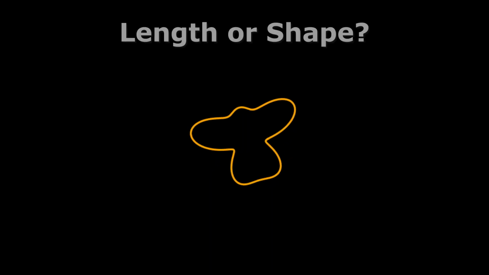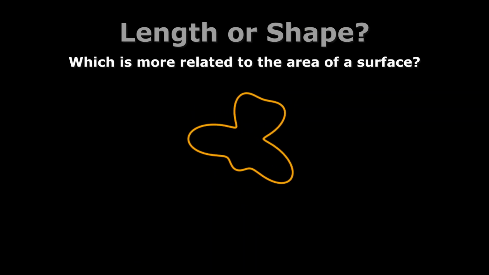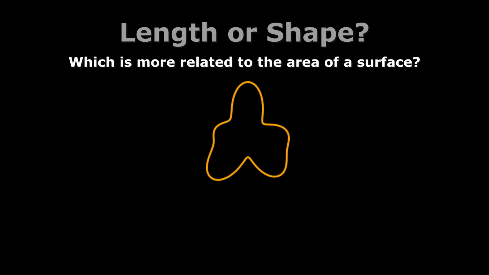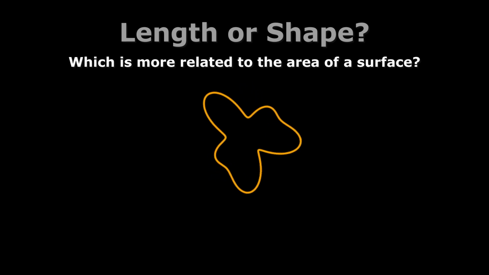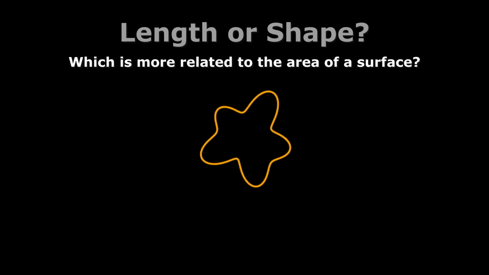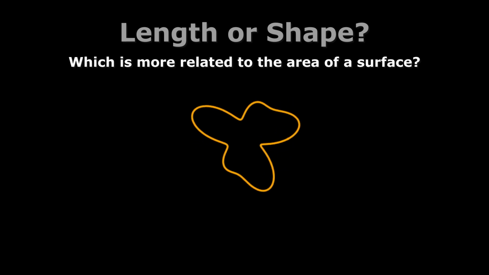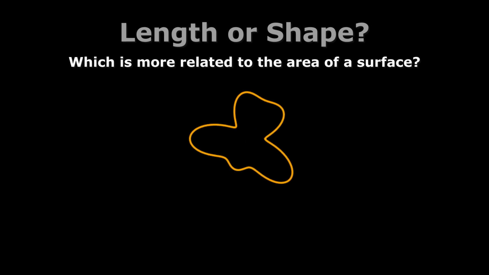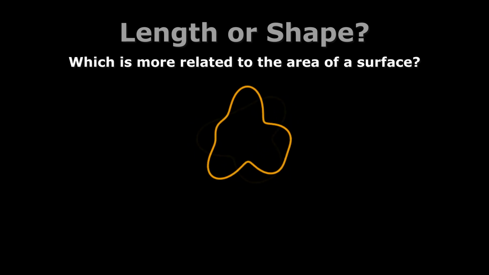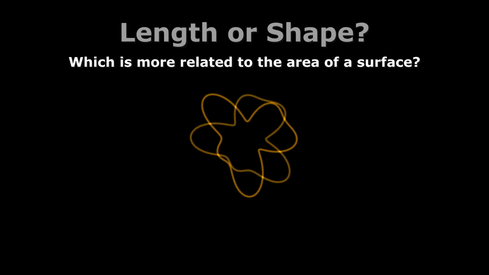Let's begin. Length or shape, which is more related to the area of a surface? It is natural to assume that a thread of a given length, when arranged to form the boundary of a surface, will always enclose the same area regardless of its shape. According to this intuition, the only factor that should matter is the length of the thread itself. This intuition, however, is completely wrong.